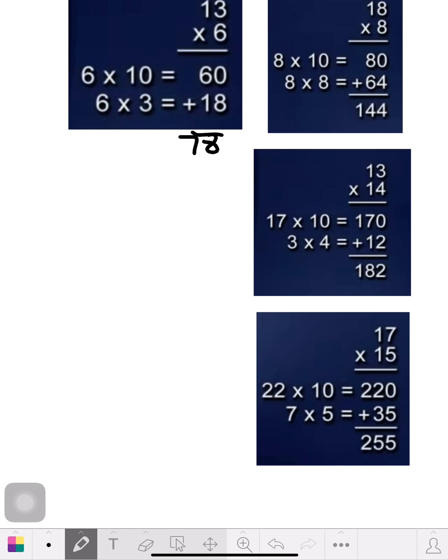Now take the next one I wrote down there. It's 17 times 15. You take the 17 and add the unit number of the other one. So 17 plus 5 is 22, times 10 is 220. Then 7 times 5 is 35. Add them both together, and it's 255. And that's all there was to that.